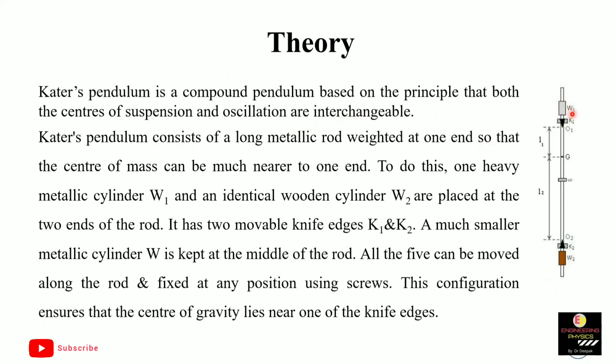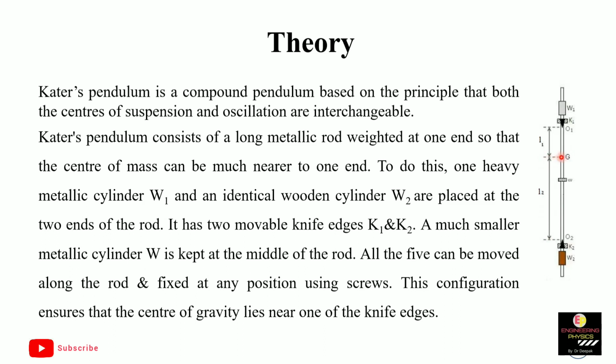Here in this diagram, W1 is the cylinder, that is a brass cylinder or metal cylinder. K1 is the knife edge. G is the center of mass of the rod, and K2 is the other knife edge, and W2 is the wooden cylinder. G is the center of gravity of the rod, and L1 is the length between the knife edge K1 and the center of gravity of the rod. And L2 is the distance between the knife edge K2 and the center of gravity of the rod.